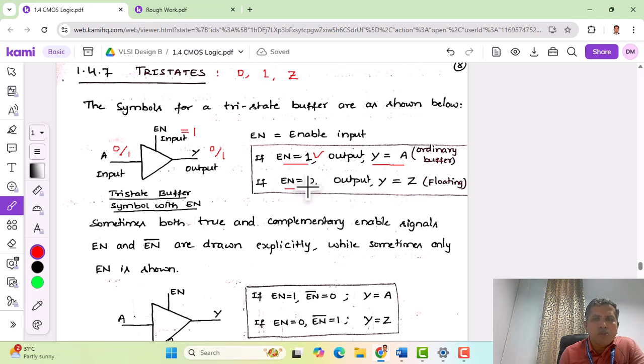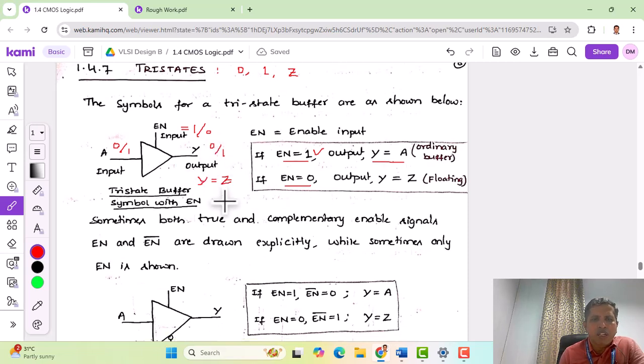If enable is equal to 0, what will happen? The output will be in the floating state, or the high impedance state. So once we make enable 0, the output will be in the high impedance state, which is the floating state here. We can't use it; it is disabled. That is the behavior of the tri-state buffer with only a single enable.